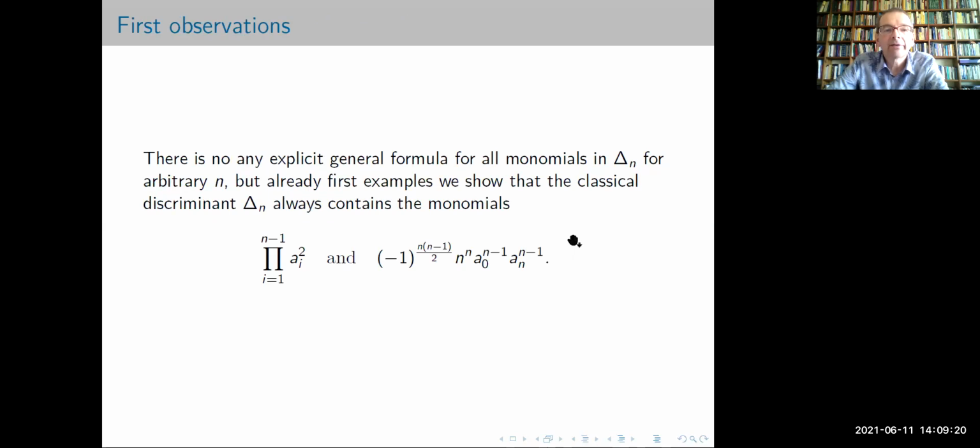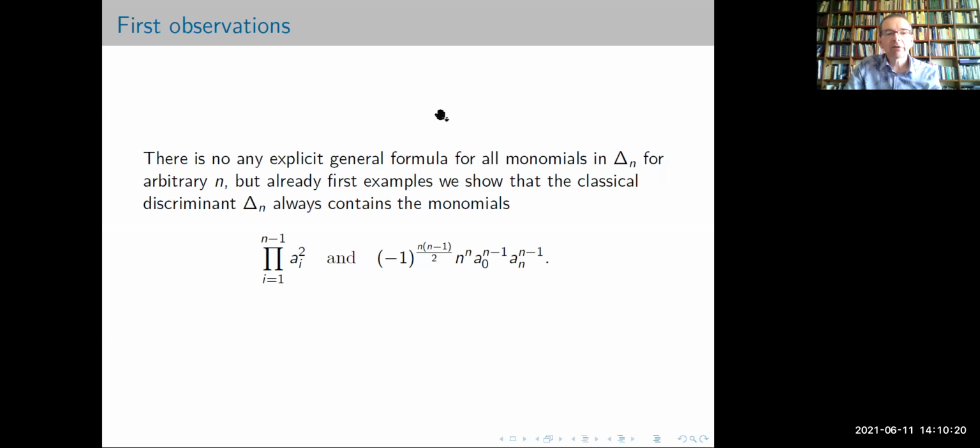In general, one can say some words about properties of this polynomial. First of all, I already said it's really hard, and there is no explicit general formula for all monomials in this classical discriminant. But if we look at the first examples that I mentioned above, you can see that at least some monomials appear regularly, and these two monomials I want to mention. One monomial is a product of variables ai squared, and another monomial is the one we have seen already on the previous slide. This is, with this sign, n to the power n, and then the product of the n minus one power of the constant and the leading coefficient.